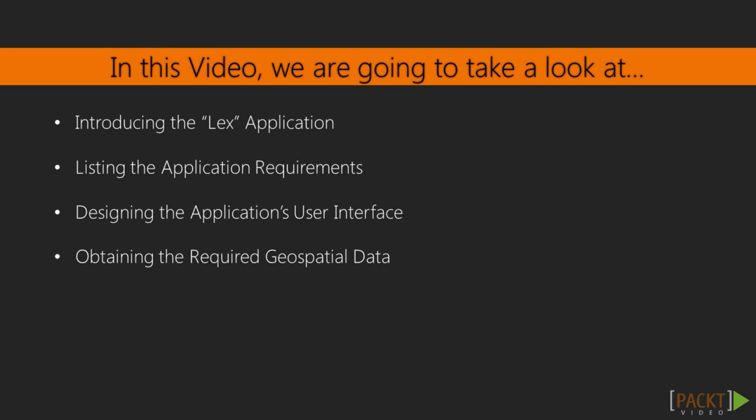We're going to start by looking at the application and what it will do. We'll then list the various requirements for this application in more detail so that we can use these requirements as we design and implement the system. We'll then lay out the details of the user interface, creating a simple mock-up so that we can imagine what the application will look like. Finally, because our application will depend on some freely available geospatial data, we'll go and download that data so that we have it ready to use.